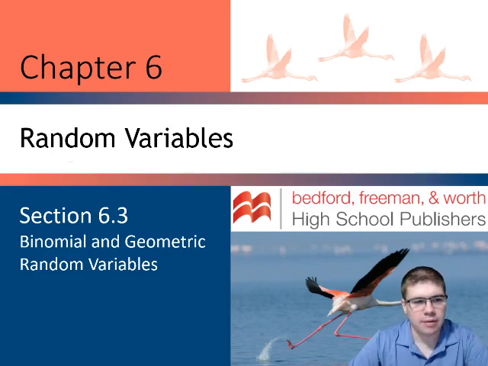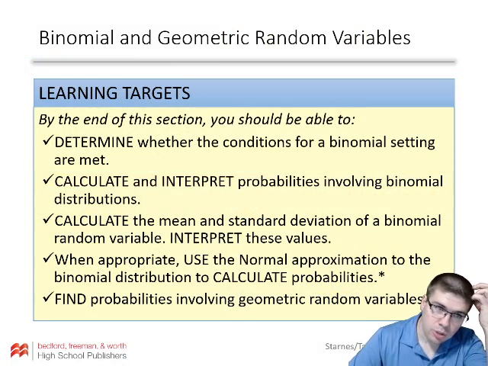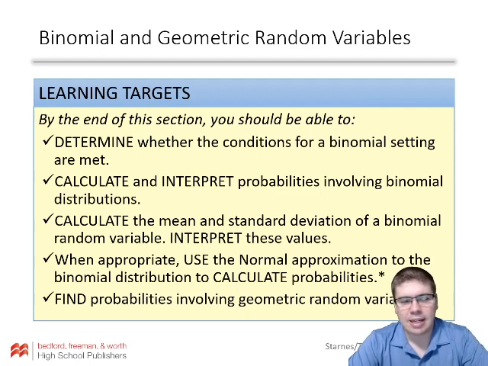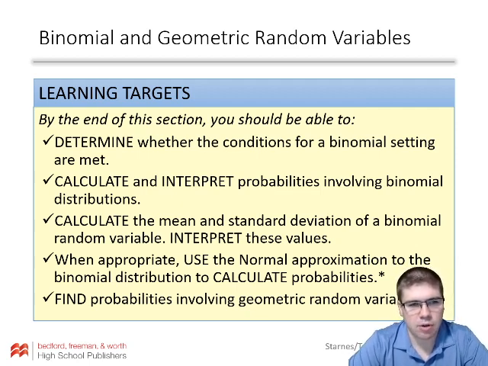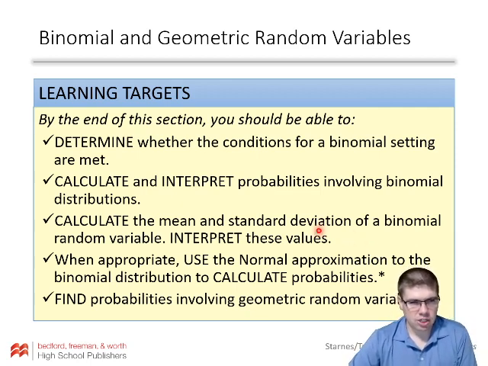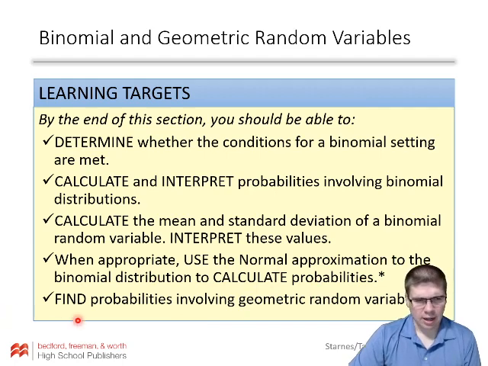We're going to look at a couple of special ones that come up an awful lot, and these are binomial and geometric random variables. So by the end of this section, you should be able to determine whether the conditions for a binomial setting are met, calculate and interpret probabilities involving binomial distributions, calculate and interpret the mean and standard deviation of a binomial random variable and interpret those values, and when appropriate, use normal approximation to the binomial distribution to calculate probabilities. We'll briefly touch on that, and find probabilities involving geometric random variables.